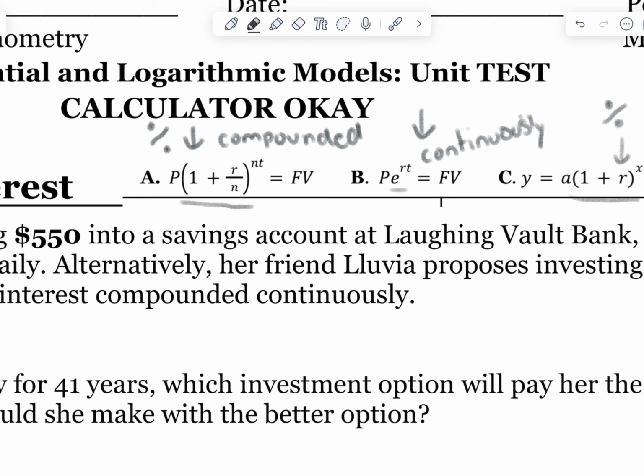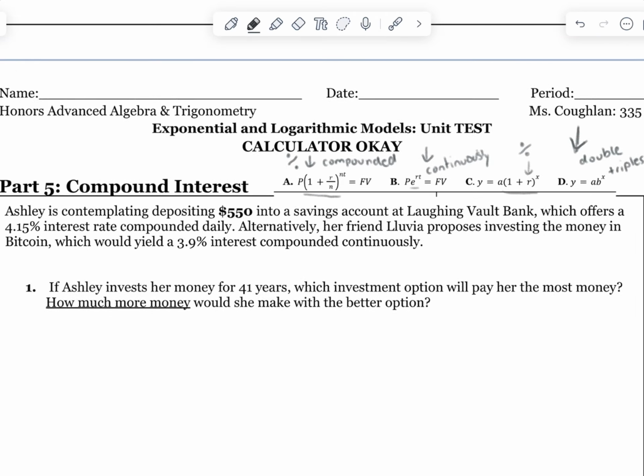Okay, let's see how that applies into our test. So we have that Ashley is contemplating depositing $550 into a savings account at Laughing Vault Bank, which offers a 4.15% interest rate, compounded daily. I hear those two pieces of information in the same sentence, percentage and compounded. So that's going to be that first equation. I'm going to figure out how much money she will make in 41 years.